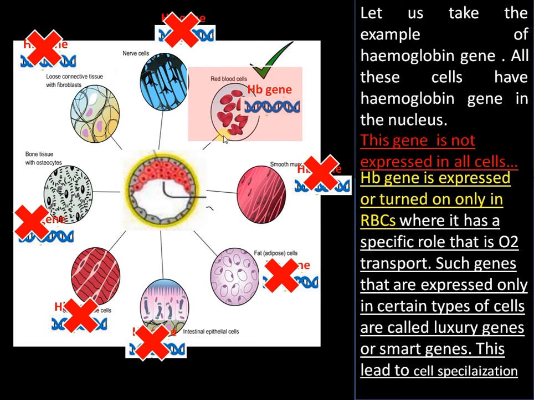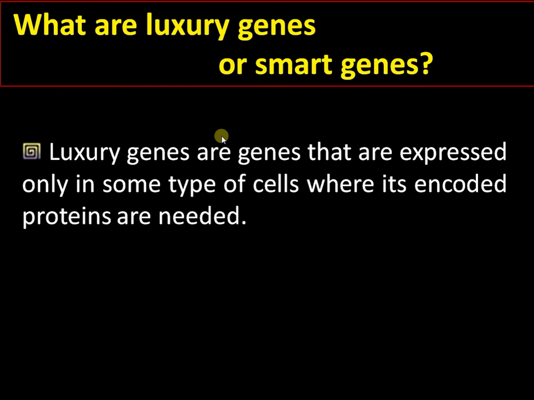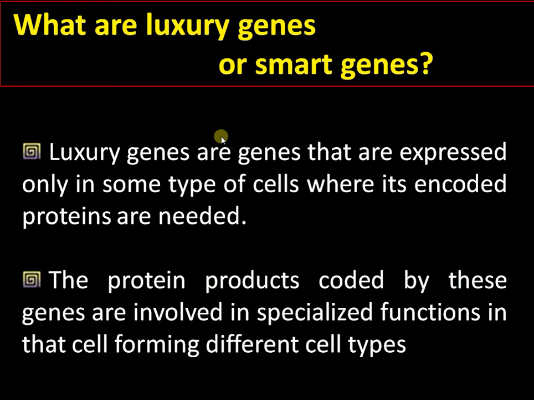Such genes that are expressed only in specific cell types are called smart genes or luxury genes, and the expression of such genes leads to cell specialization. So luxury genes are genes that are expressed in only some cell types, thereby giving those cells specific shape, structure and function. This is the reason for cell specialization.